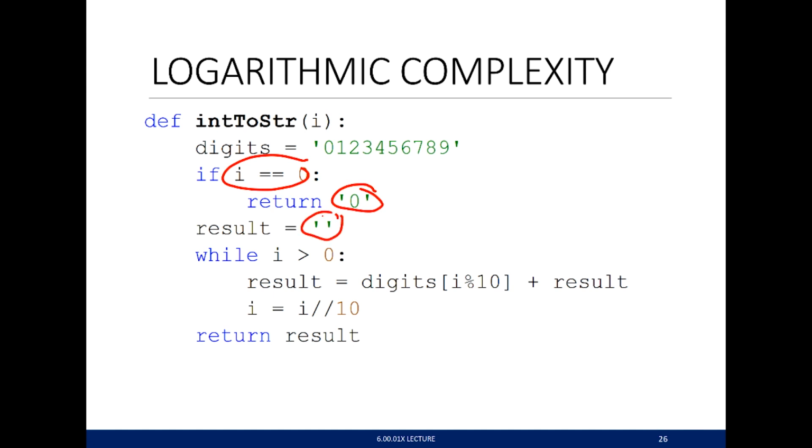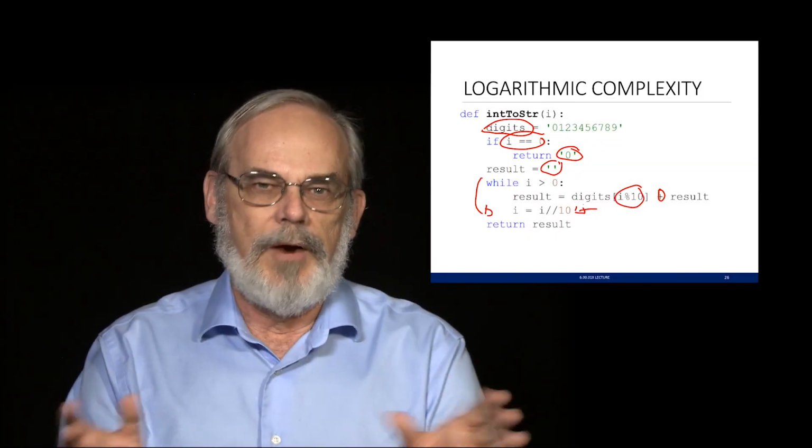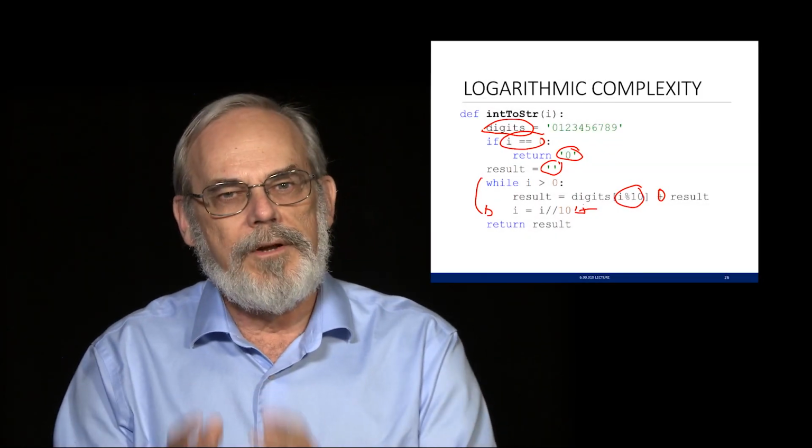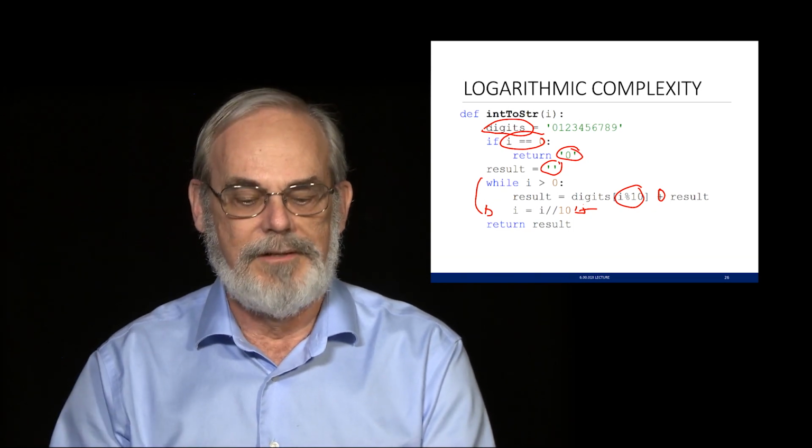We set result to be an empty string. And then we run through a little while loop, where we take i, get its remainder base 10, which is basically the lowest order digit, and then index into digits at that point, which retrieves that character of the string, and we add it onto result. And then we divide i integer-wise by 10. We shift right. So we're literally going to take each digit in turn, figure out what the character as a string is representing that, and then add it into the result. I don't care what this does. There are lots of other ways to do it. What I want to do is use it as an example to understand the complexity of this algorithm.